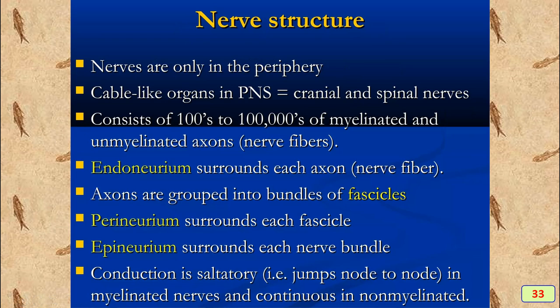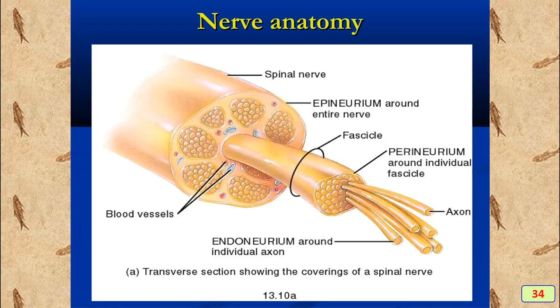The nerve structure is only in the periphery, but we can compare it with a cable, consisting of hundreds to lakhs of myelinated and unmyelinated nerve fibers. These contain the endoneurium, perineurium, and epineurium of the nerve bundle, and the conduction is saltatory, that jumps from one node to another node for very fast propagation of the impulse.